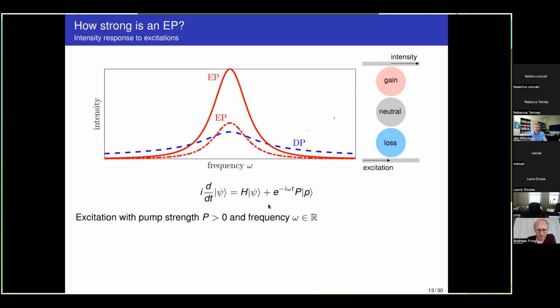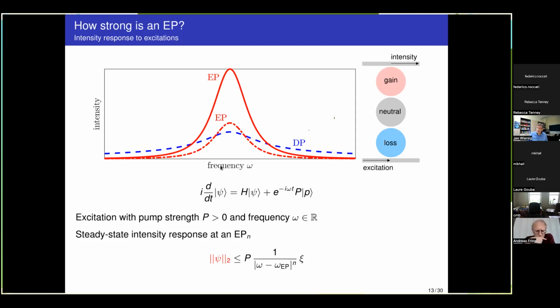If you do the calculation, and I don't go through the details, just the result, it turns out that the steady state intensity response to excitations looks like this. On the left-hand side is the total intensity, or probability in the quantum context. In the optical context, it's the intensity, and it's bounded by this expression here. So the pump strength appears, and a Lorentzian line shape to the power of n appears. If n is equal to 1, then you get just a conventional Lorentzian. Also for a diabolic point, it's known that you get a Lorentzian.